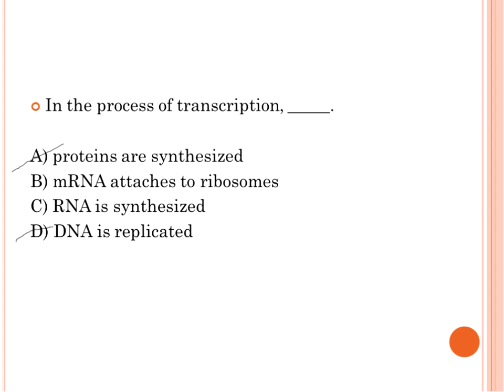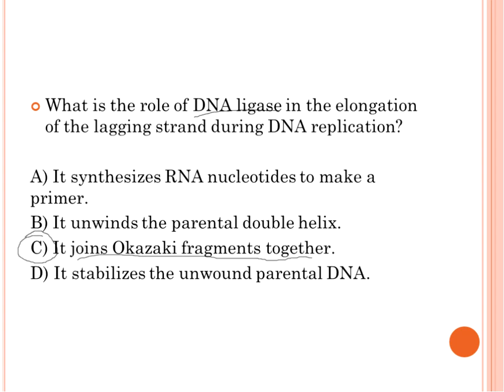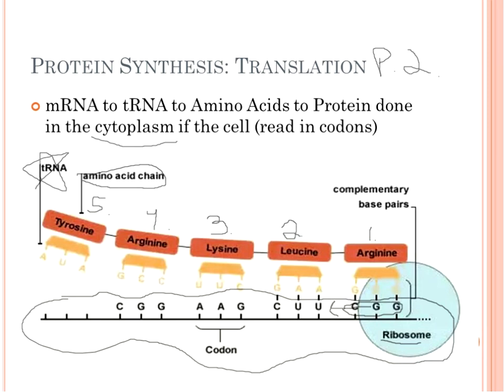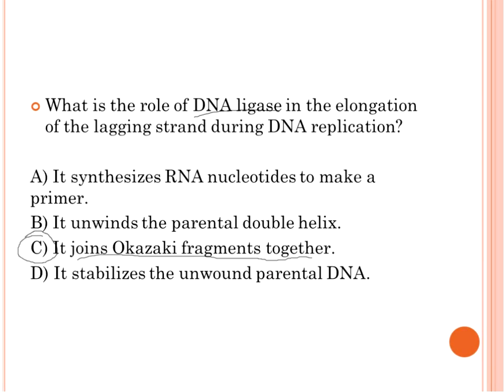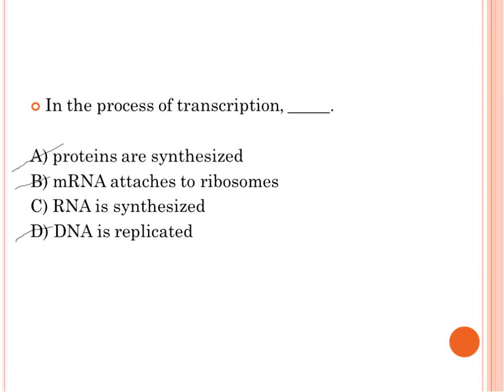So now we're stuck here. Is it mRNA attaches to the ribosomes, or RNA is made, synthesized? Well, if we go back two slides, during translation, here is where the ribosome attaches to the messenger RNA. That's translation. So that one's not going to work. But RNA, messenger RNA, is synthesized. That one is correct. For those of you who had C from the beginning, great job. Transcription is supposed to make the messenger RNA.